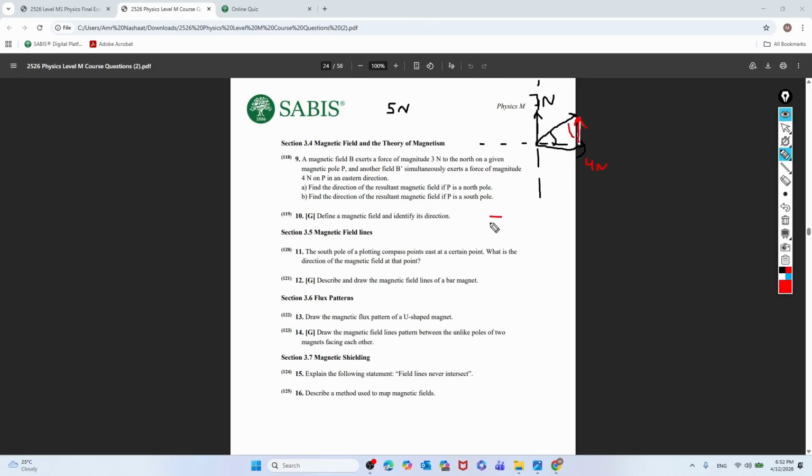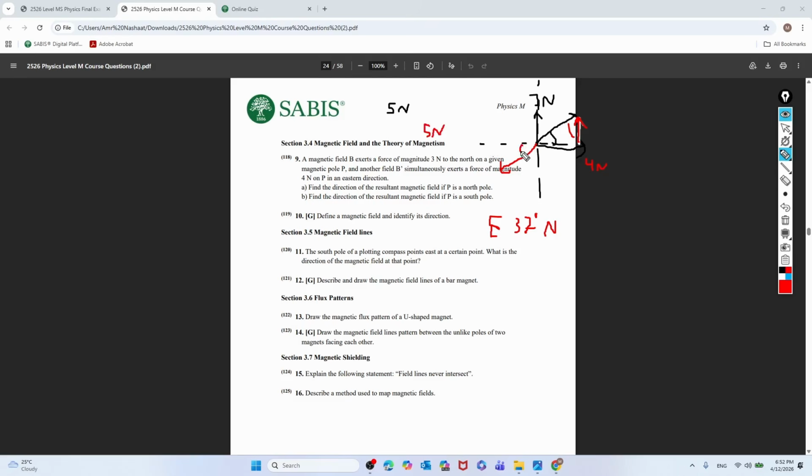So it's going to be east 37 degrees, because shift tan 3 over 4 is 36.8, so yeah, 37 degrees from east to north. And if it was the south pole, it would point perfectly in the opposite direction. Its magnitude would also be 5 newtons.